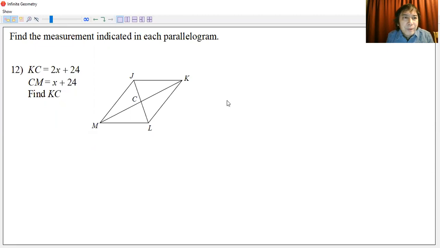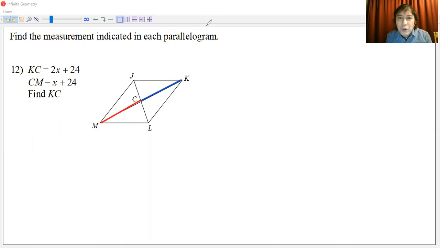Here's number 12. Find the measurement indicated. What we have is KC, and we can mark that. This is KC, and CM is the other part there. I will mark it red. All right, we are going to use this. We have KC and CM, and they are exactly equal.